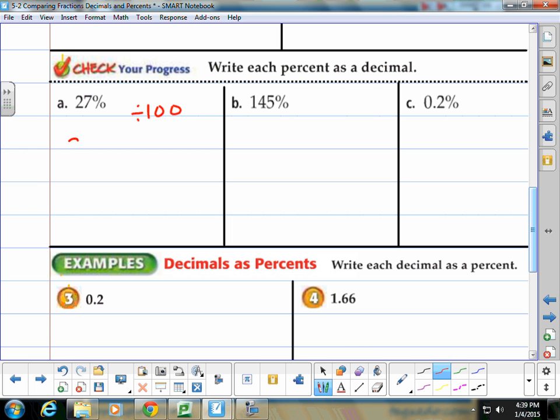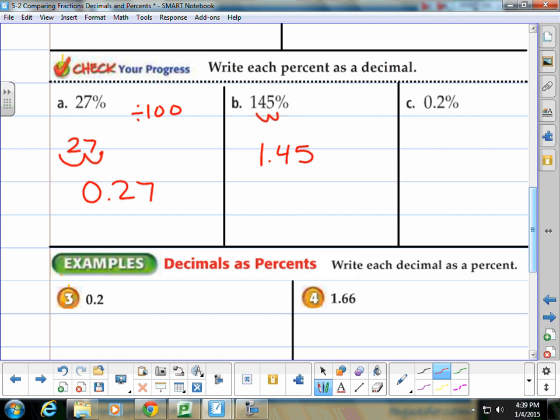So I have 27. My decimal's here. 1, 2, and I actually end up with 27 hundredths. 145%. Move it twice. I'd end up with not a 0 but, moving the decimal place, I have 1 and 45 hundredths. It should be more than 1.